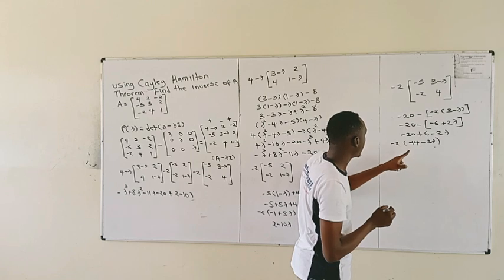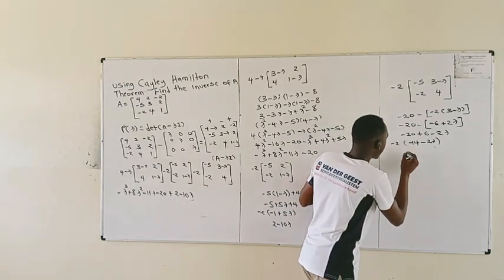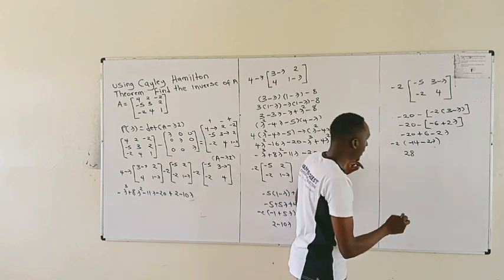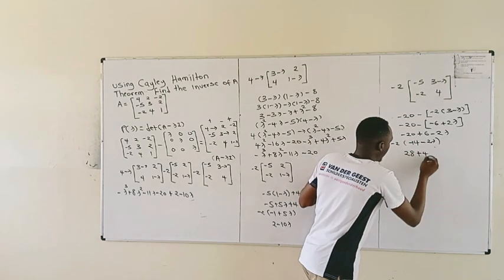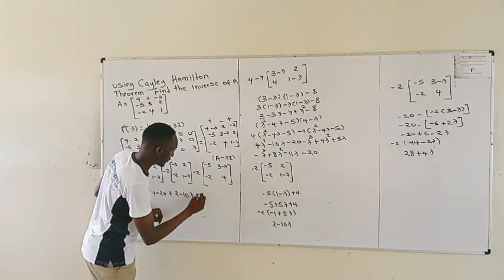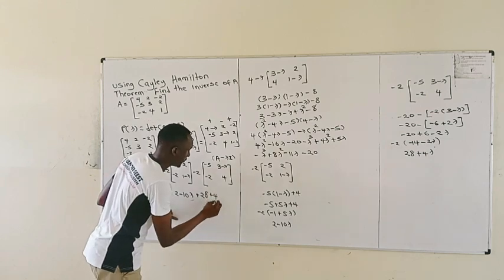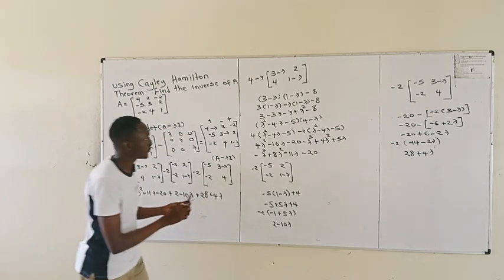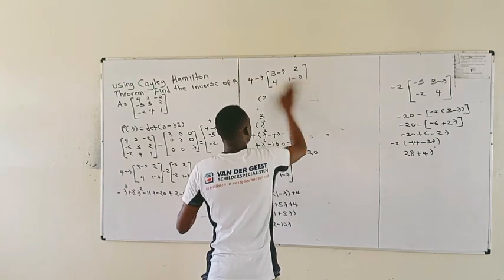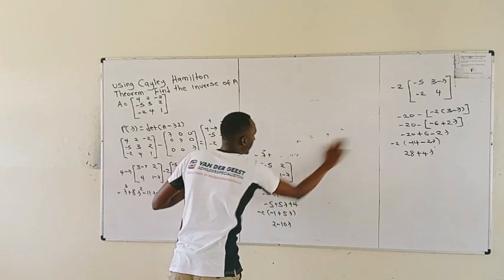Negative 2 times minus 14 is, negative times negative is positive, so it will be 28. Minus 2 times minus 2 lambda is now plus 4 lambda. So the last part we have plus 28 plus 4 lambda. Let's combine the like terms. Let's start with the highest power.